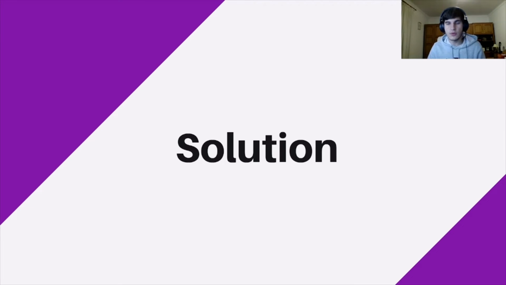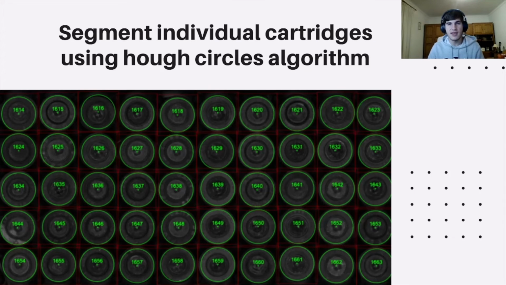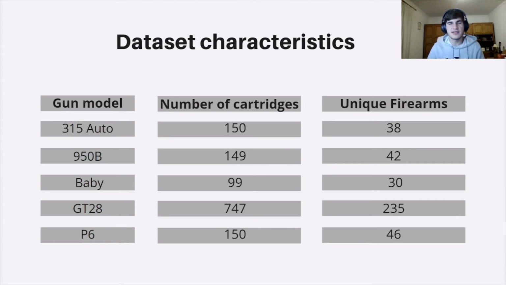So the solution we came up with requires the use of scans that were acquired by the Portuguese criminal police, and that were then presented to us. What we did with these cartridge scans was we segmented them into individual cartridges, and then we were able to build a data set with these individual cartridges. And this data set has 5 different classes, and each class represents a gun model.